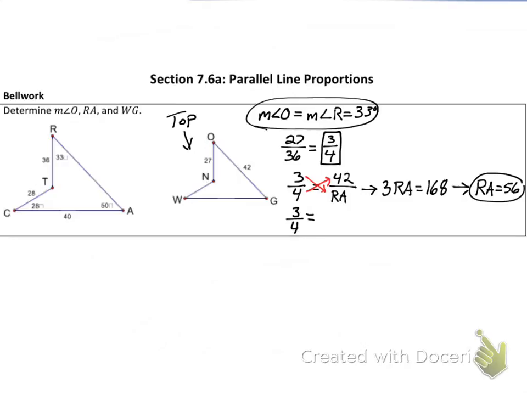So I'm going to say 3/4 equals, and the last thing I need to find is WG. I don't know what WG is, and that's for my top, so I'm going to put WG on top. On the bottom, I'm just going to put that side that relates to it, so that's 40. We're going to use cross multiplication, so I'm going to have 4 WG equal to 3 times 40, which I hope equals 120. If I divide both sides by 4, I'm going to find out that WG just equals 30.